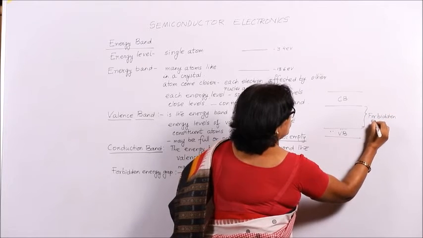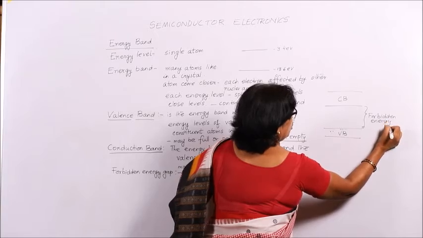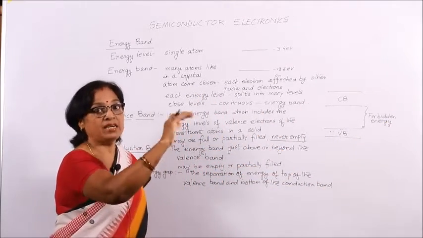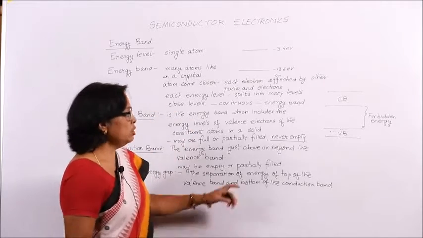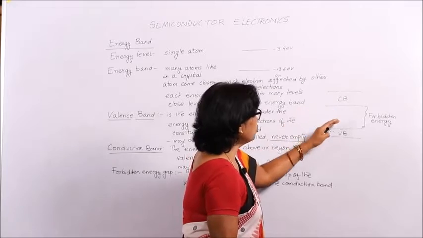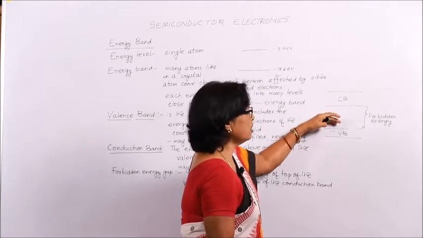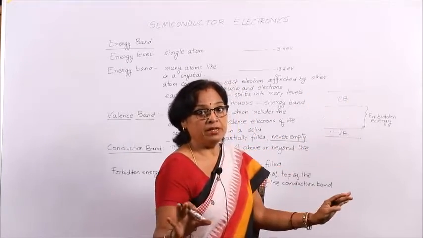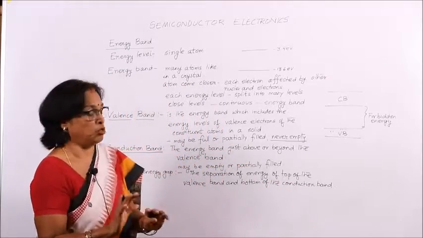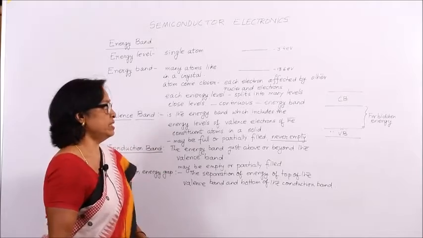Why forbidden? Because no electron can have any energy value in those levels. You cannot have an electron which has an energy value here or here or here, you cannot have. It is forbidden. That region or that level is forbidden for an electron. So that is why it is called forbidden energy gap.